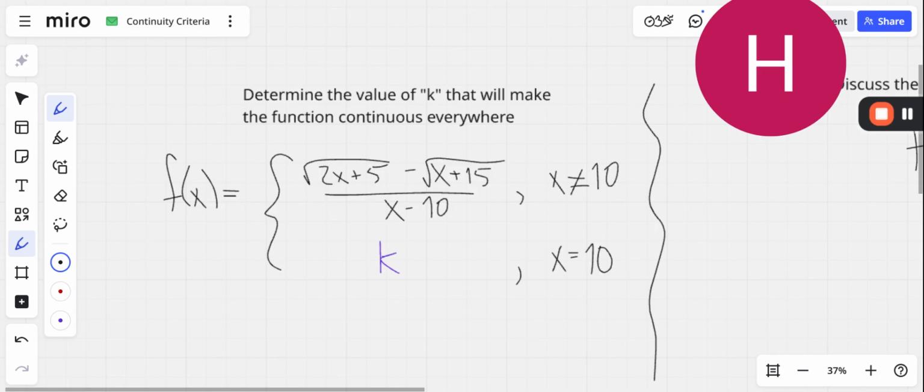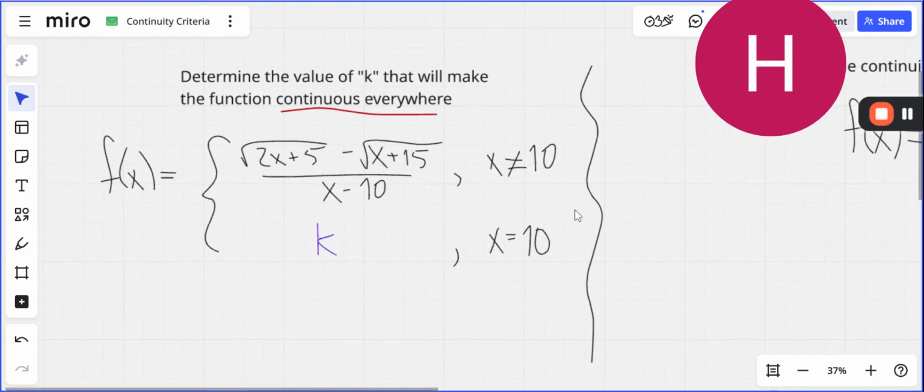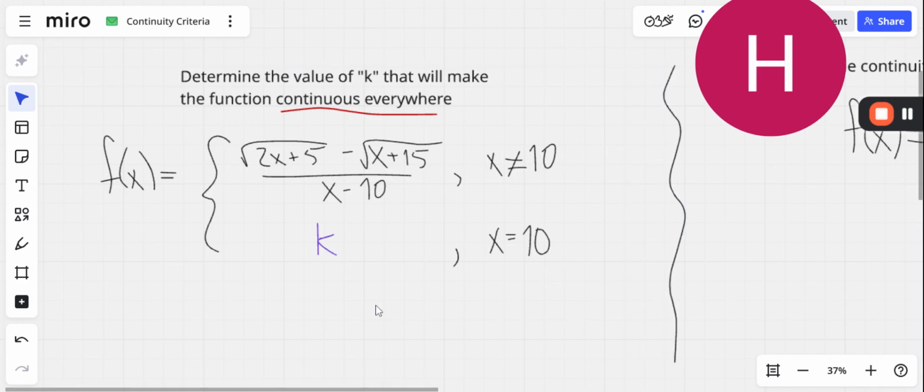It says determine the value of k that makes the function continuous. What does that really mean? Right? We want the function to be continuous everywhere. So we're going to focus on this potential breaking point. Where is it potentially broken?